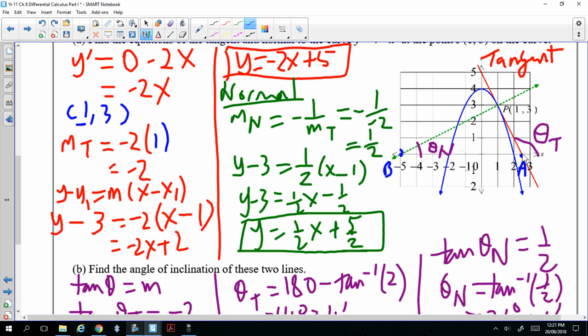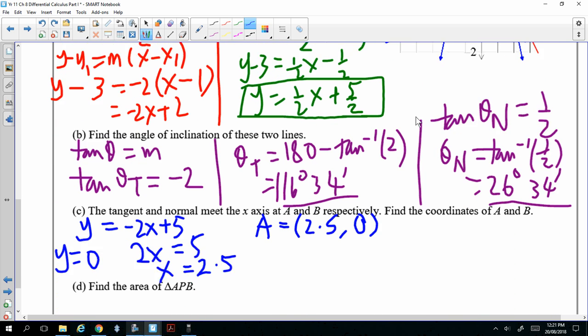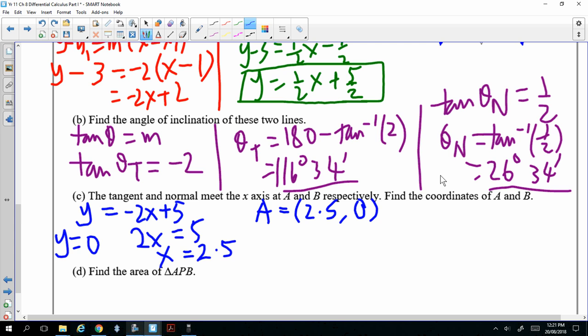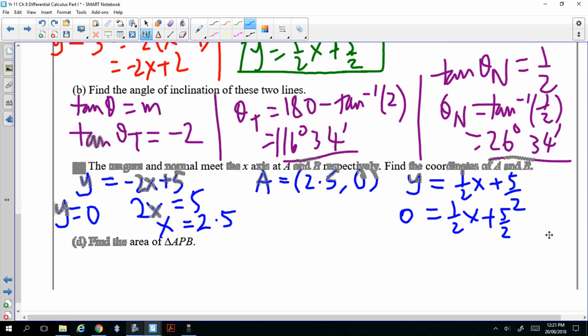Alright, try to find B. Use the equation of the normal. Then you get 0 equal, and then you move the 5 over 2 over. So x is -5. So your B is -5, 0.